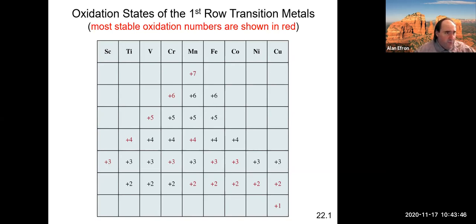So this is the first row transition metals, starting at number 21 on the periodic table and heading to number 29 in terms of atomic number. We do see a steady increase in oxidation states as we head to the middle of that row. The ones in red are the most common oxidation states that we see. And we also then see it decline as you come back down.